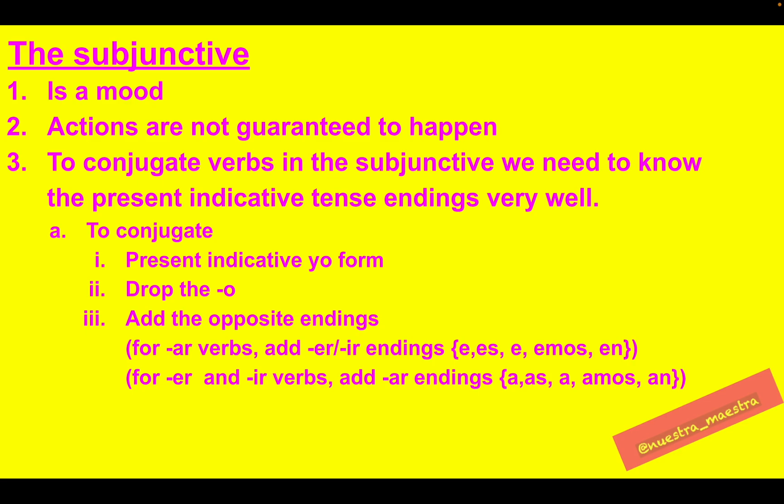In order to conjugate verbs in the subjunctive, we already know that we need to understand our present indicative endings very well. So, to conjugate, you remember, you go to the present indicative yo form of the verb in Spanish. Once we get to the yo form, we will drop the o. So remember, the verb tener becomes tengo, yo, in the present indicative. We drop the o, then tener is an er verb. So we're going to add the opposite ending, which are endings that end in a.